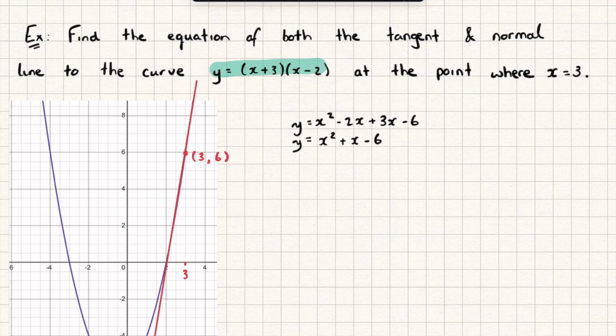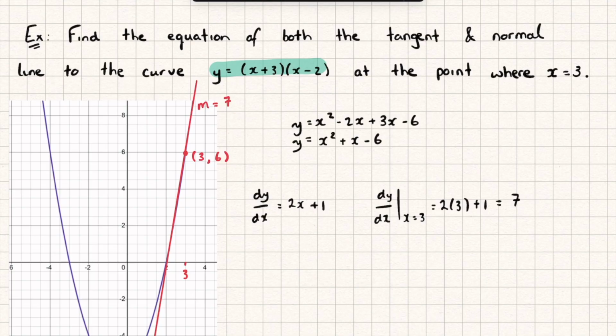Let's now find the derivative, dy by dx. So we times by the power and take one away for each term like this, and we want to find the gradient when x is 3, so I'm going to substitute x is 3 into my derivative like so, and that's going to give me 2 times 3 plus 1. Well, 2 times 3 is 6 plus 1 is 7, which means the gradient of this tangent line is 7.